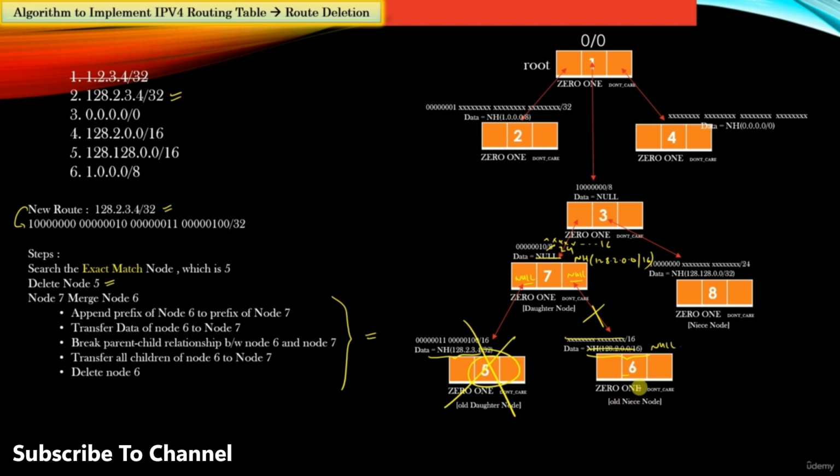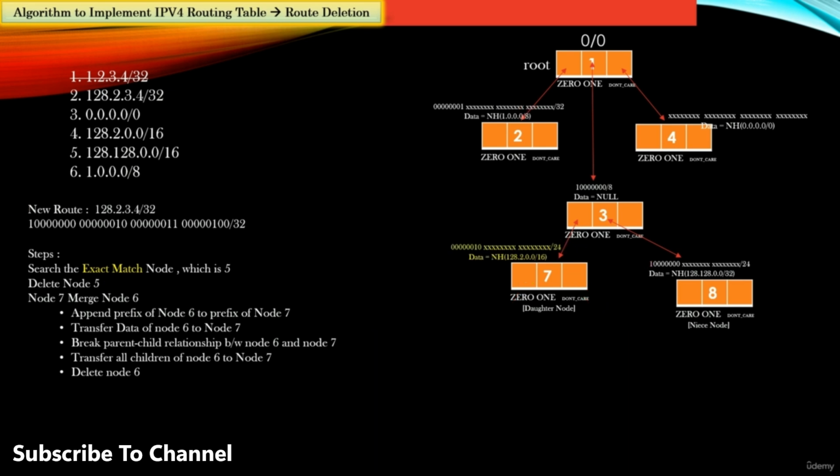So in this case again, node 6 is a leaf node, therefore there is no need to transfer any children of the node 6 to the node 7, and finally delete the node 6. Alright, so the final M-try data structure would be this one. The node number 5 and the node number 6 have completely disappeared from this M-try data structure.